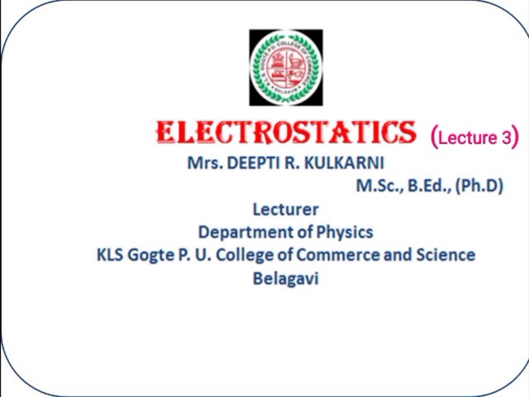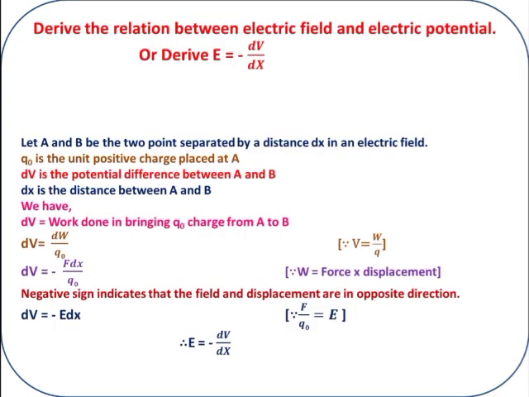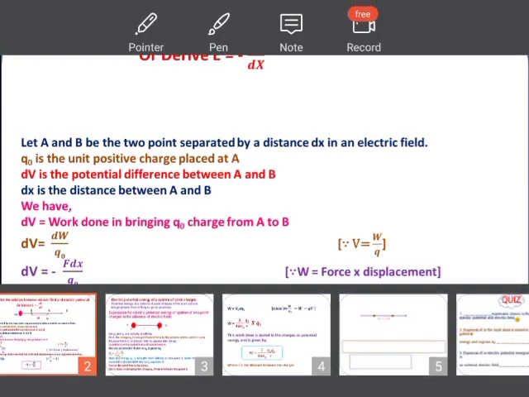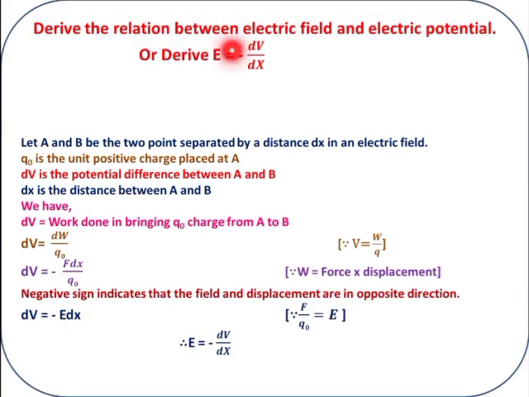I am going to discuss a few more concepts from the same chapter which are very important for 3 marks. So some derivations I am going to discuss in this video. First one, derive the relation between electric field and electric potential, or derive E is equal to minus dV divided by dx, which is a very important derivation for 3 marks.